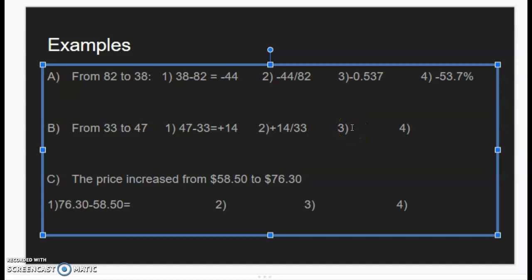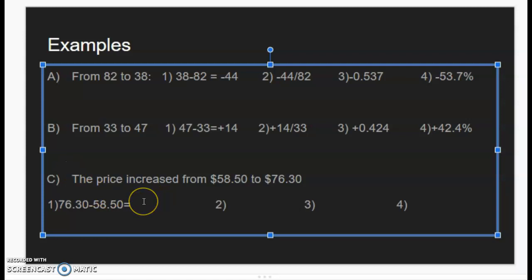I'm going to do that division, and I'm going to get a positive 0.424. Again, I rounded this answer. Now I'm going to calculate my percent change, or rewrite it, moving this decimal 2 places, and I'm going to get a positive 42.4%. So it's an increase of 42.4%. It went from 33 to 47, it got bigger.